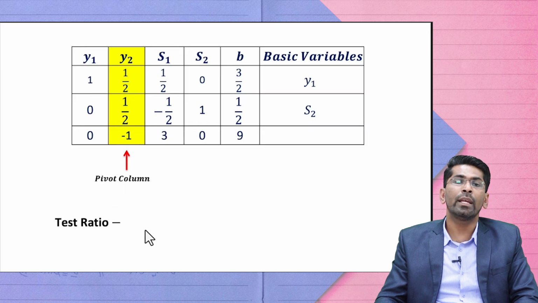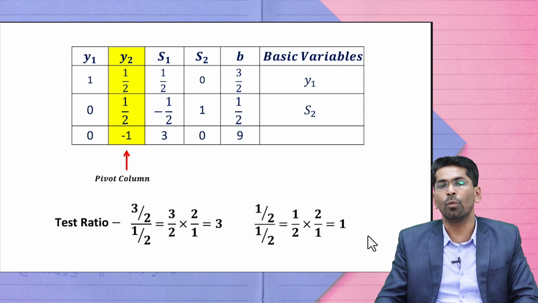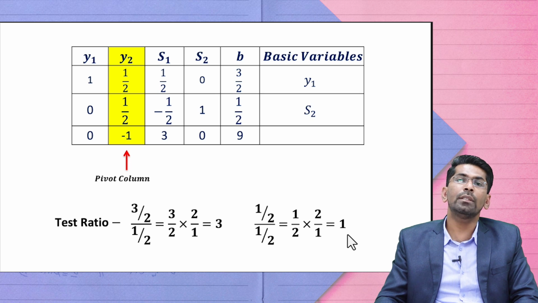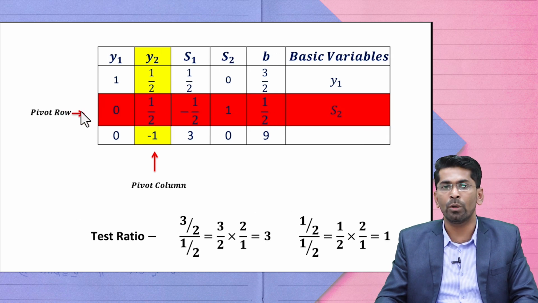The test ratio we can calculate by dividing B by the corresponding values in the pivot column. So it will become 3 by 2 divided by 1 by 2. By using cross multiplication it will become 3. Similarly, the second test ratio is 1 by 2 divided by 1 by 2, which is equal to 1. So here the smallest non-negative value is 1. Corresponding to the 1, we have a row which is considered as the pivot row, which belongs to the second row. So the second row will be considered as the pivot row now.